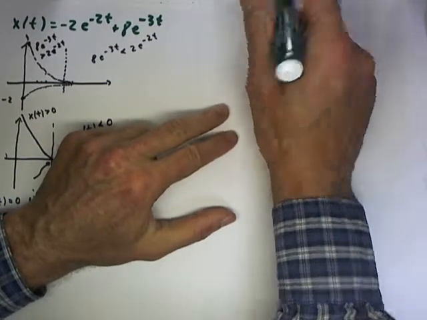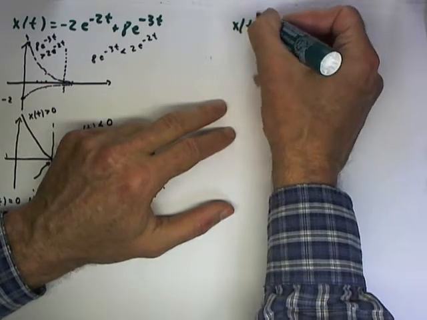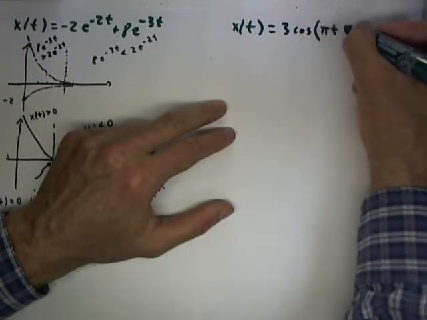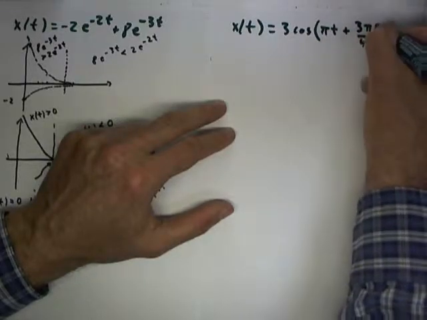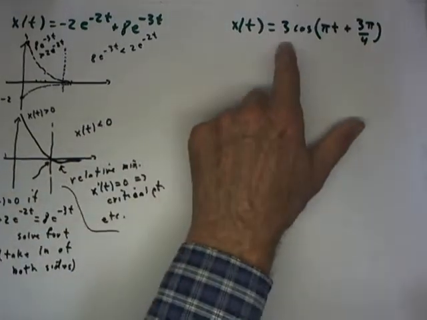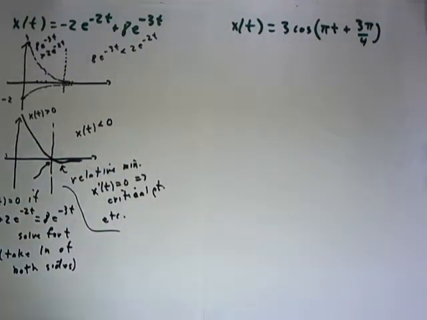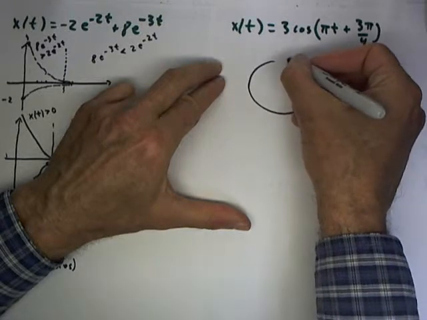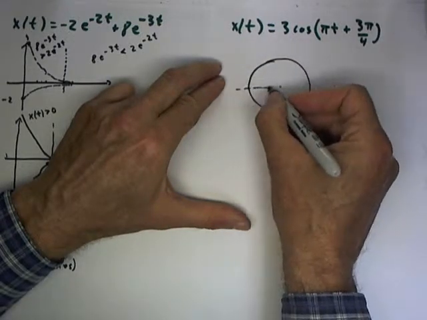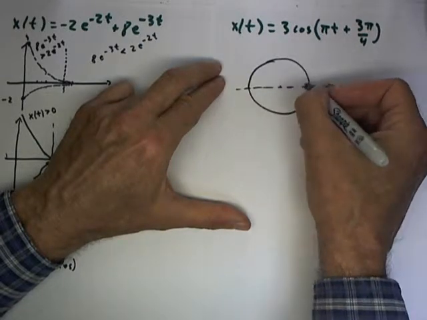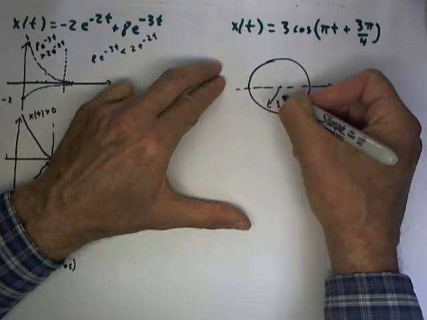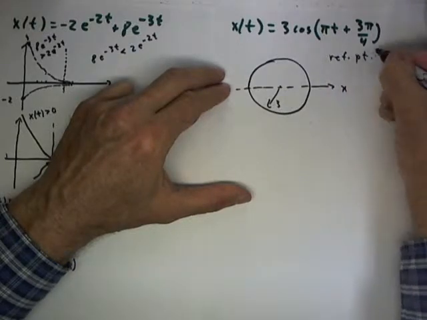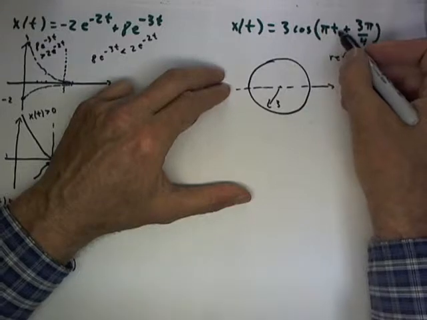As another example, let's consider x of t equals 3 times the cosine of pi t plus 3 pi over 4. Now this corresponds to the circular model, where we have a point moving around a circle of radius 3 at pi radians per second. Let's assume that t is in seconds.